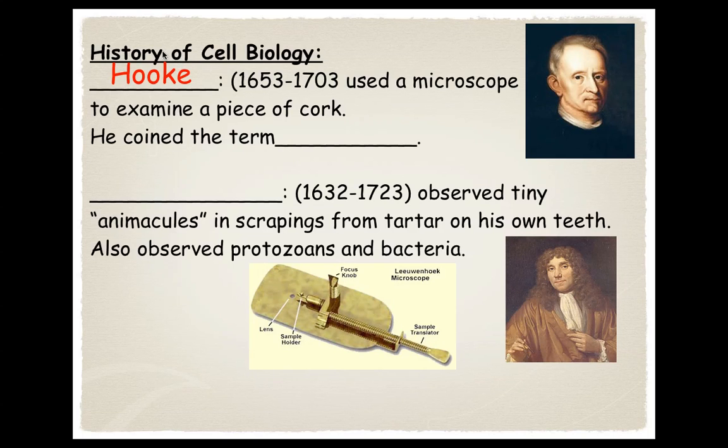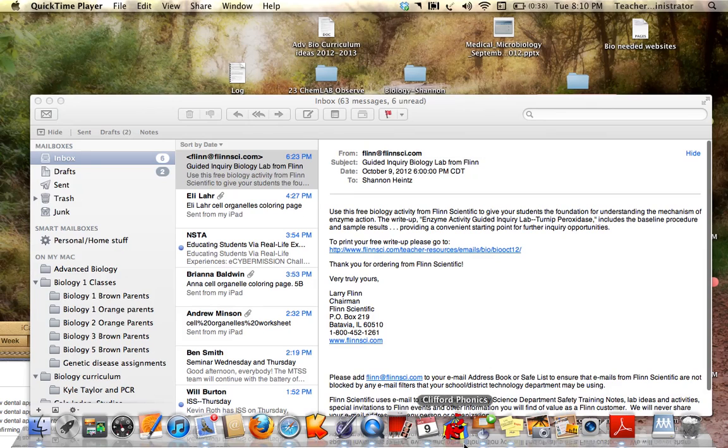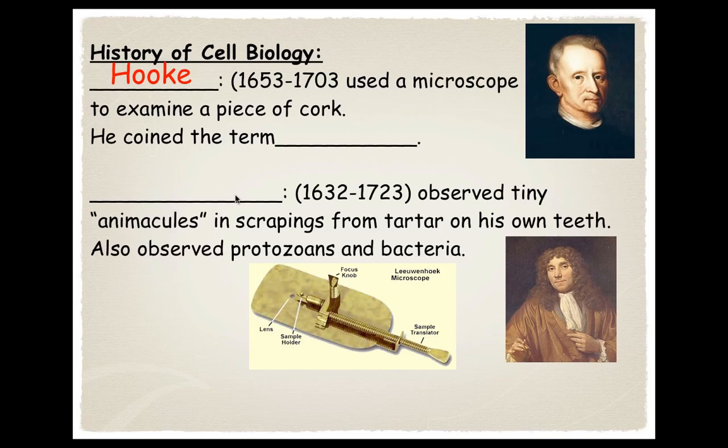Hooke was the first guy to really use a microscope and to examine a piece of cork under the microscope. He looked at cork because he just had it handy. And when he looked at the cork under the microscope, he saw these compartments or cells, and so he coined the term cells. I think it's kind of ironic because cork is actually dead tissue, and we use cells to describe living things now. Another guy that's kind of famous in the history of cell biology is Anton van Leeuwenhoek.